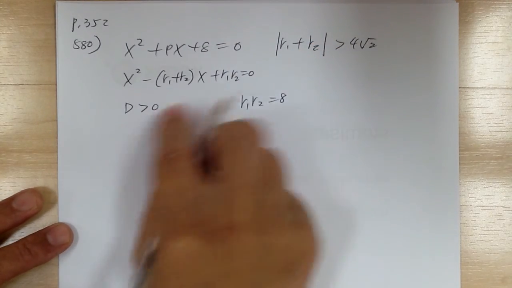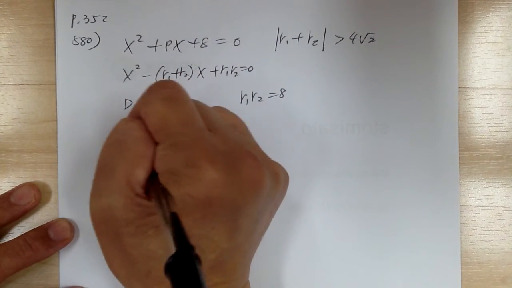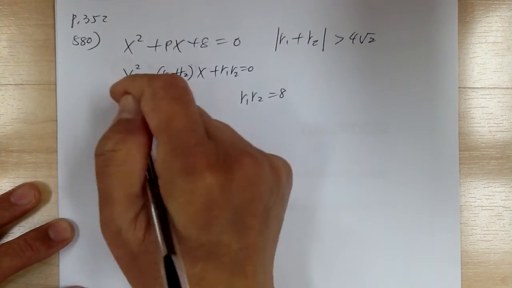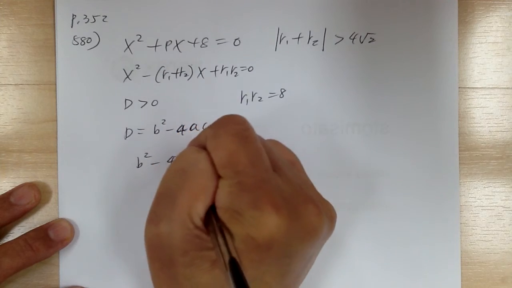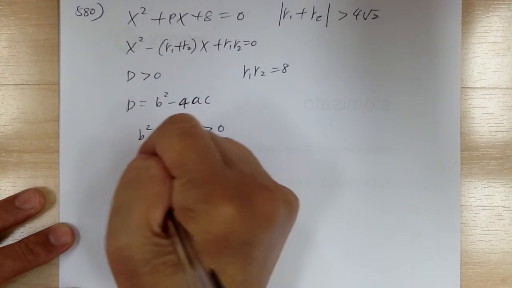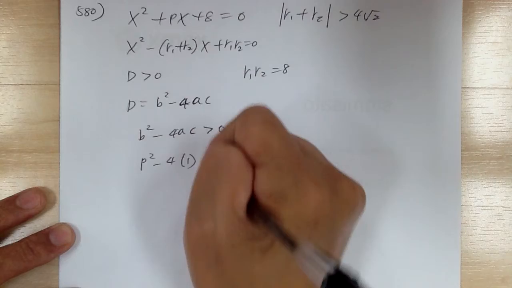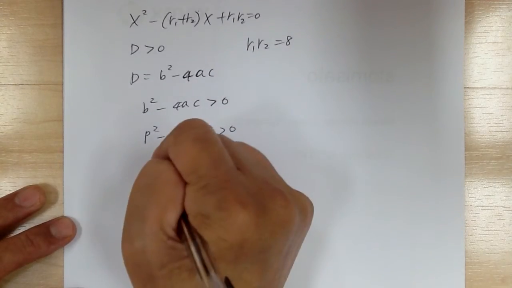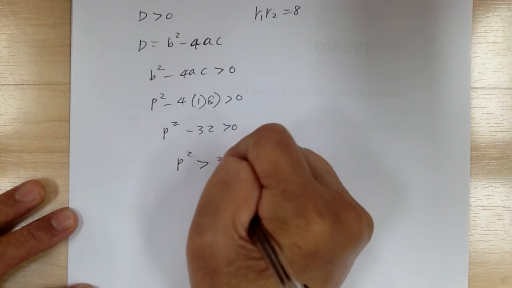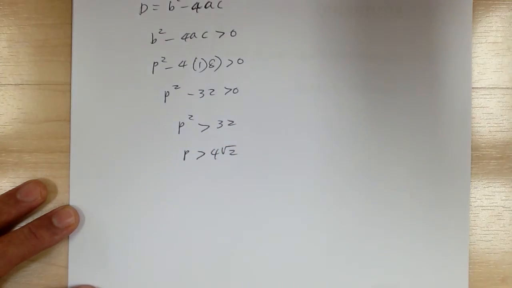And D is, again, both are real roots, so D has to be greater than 0, right? And D equals B squared minus 4AC. So substitute this into here. So you got B squared minus 4AC is greater than 0. And B is the P. So you get P squared minus 4, A is 1, C is 8. So P squared minus 32 is greater than 0. So P squared is greater than 32. And take the square root, so P has to be greater than 4 square root of 2.